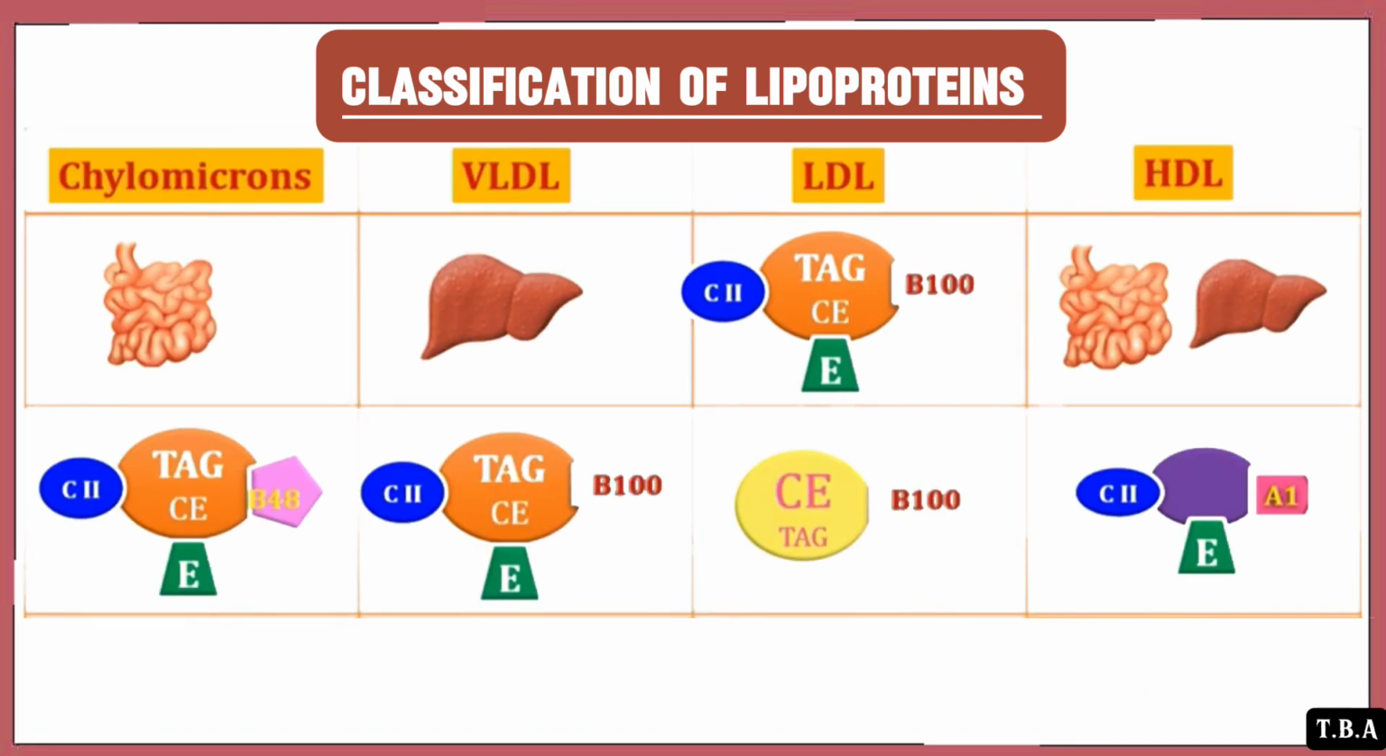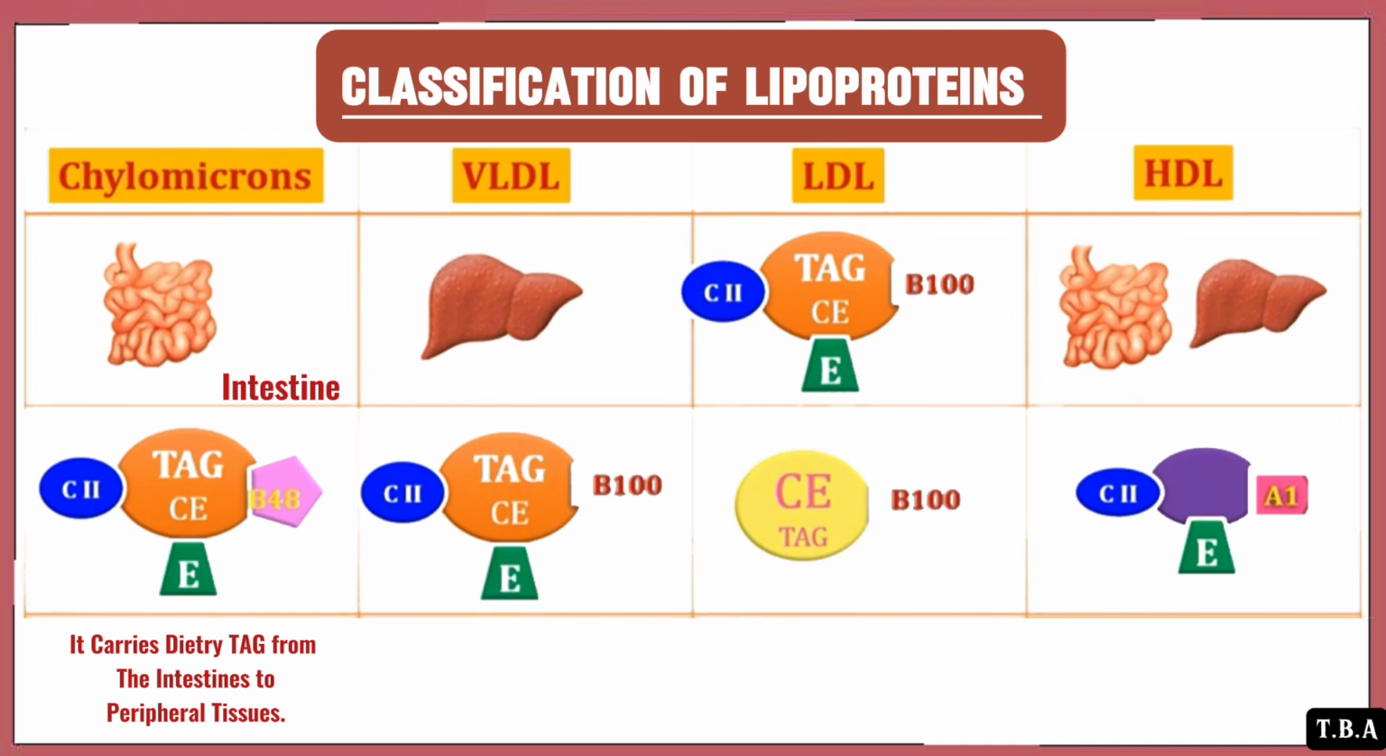Chylomicrons. The chylomicrons are synthesized in the intestine, and they are associated with certain apoproteins like the B48, the E, and the C2. Now, the function of the chylomicrons is that they carry exogenous, which is the dietary triglycerol, from the intestine to the peripheral tissues for utilization, like the skeletal muscles and the adipose tissues.